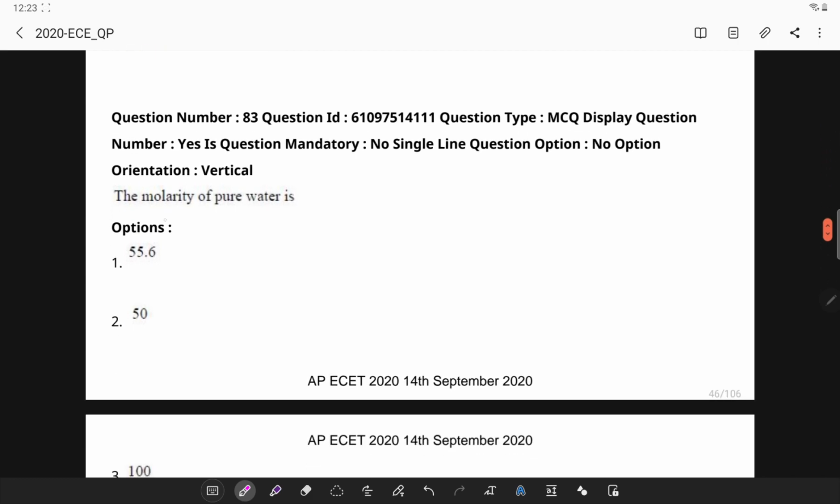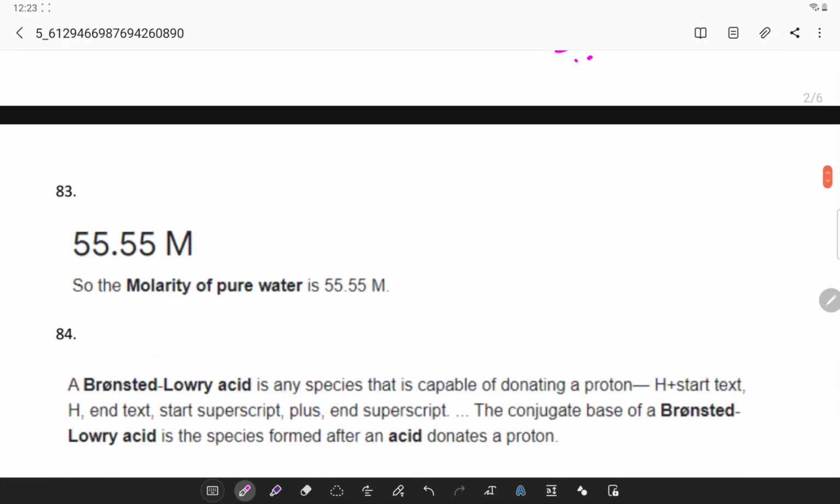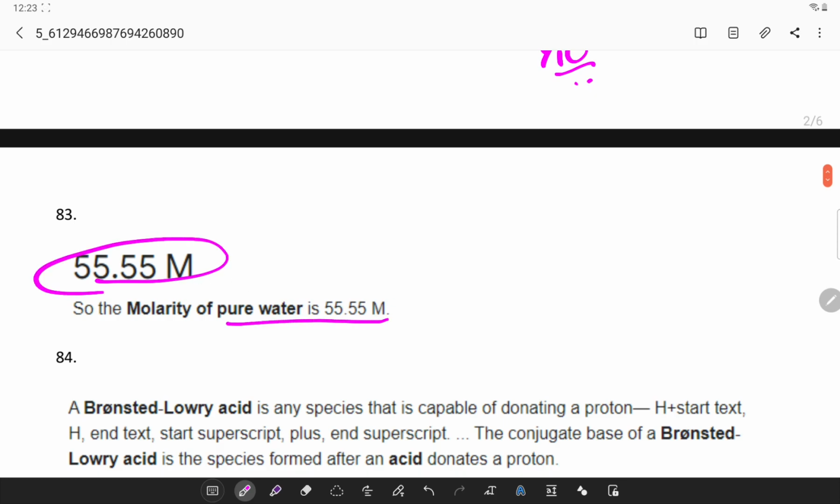So the molarity of pure water, this is a very standard question. It is nothing but 55.6. So 55.55 to be precise.